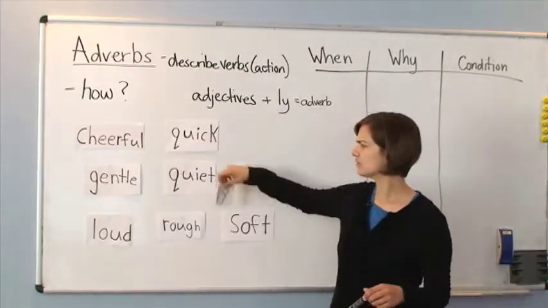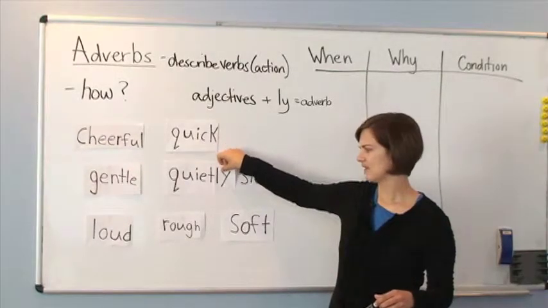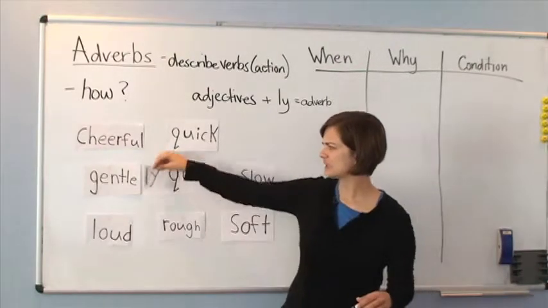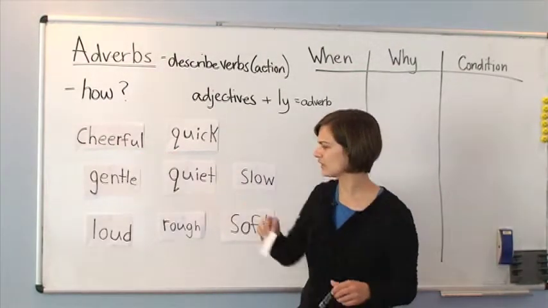How are we talking in the library? Quietly. How was the car driving down the road? Slowly. How am I speaking? Gently. Very good. Excellent job. Let's review some of these rules for adverbs again. Most of the time, we take an adjective, add ly, and it becomes an adverb. Many of our adverbs are formed this way. And as we said before, if you have a word that ends in ly, most of the time it's an adverb. Not always, but most of the time.